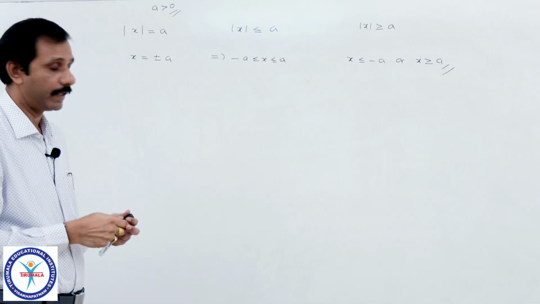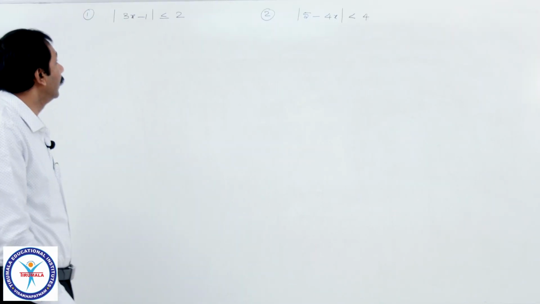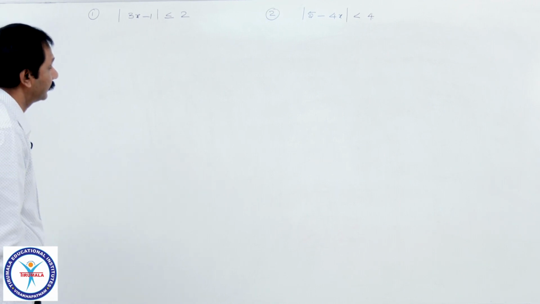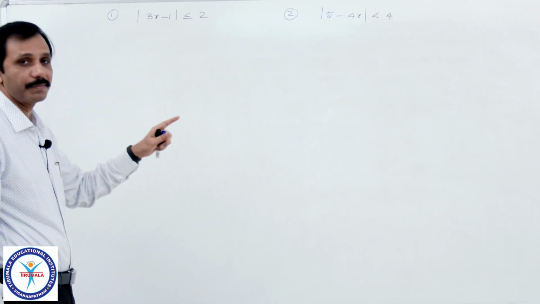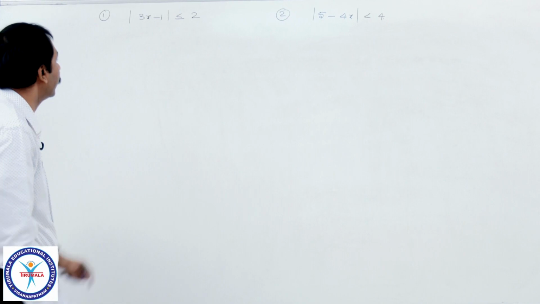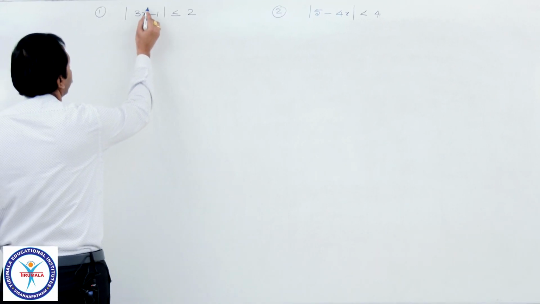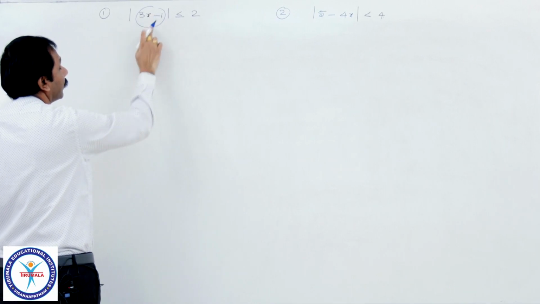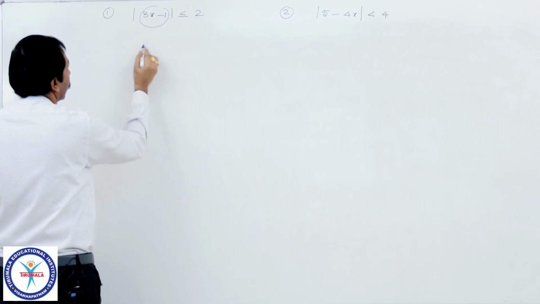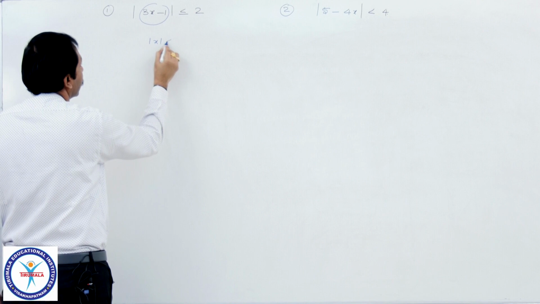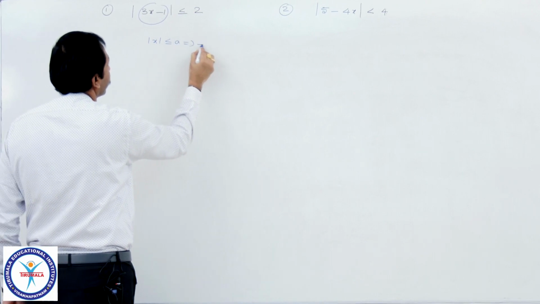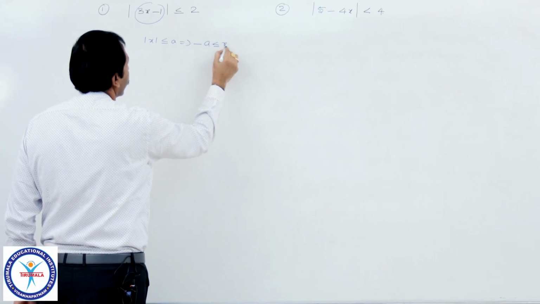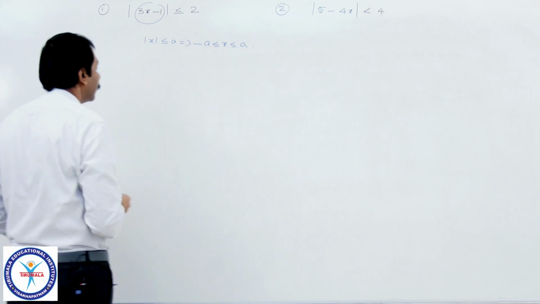And we did some problems based on this concept. Now we will look at these two problems. Of course, we have done these problems in the previous lecture also, but again, it is of the form mod x less than or equal to a. In place of x, we have 3x minus 1. And we know mod x less than or equal to a implies minus a less than or equal to x less than or equal to a.